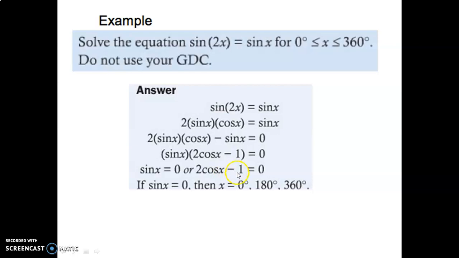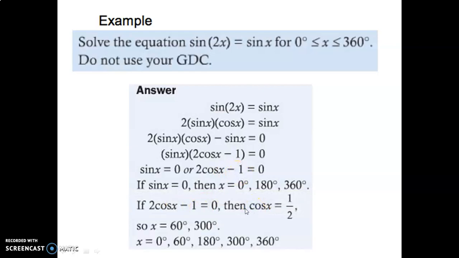How about 2 cosine x minus 1? Well, take that one, solve it. It becomes cosine x equals 1 over 2. When you move the 1 over and divide by 2, and then you're thinking of when are the x values 1/2? Well, x values are 1/2 when you have an angle of 60 or 300. All right, that's when x values are 1/2. You can draw your unit circle to help yourself with this, and therefore all our answers are combined.